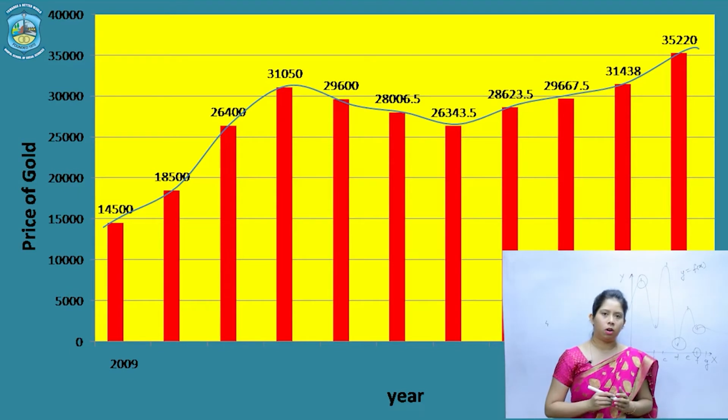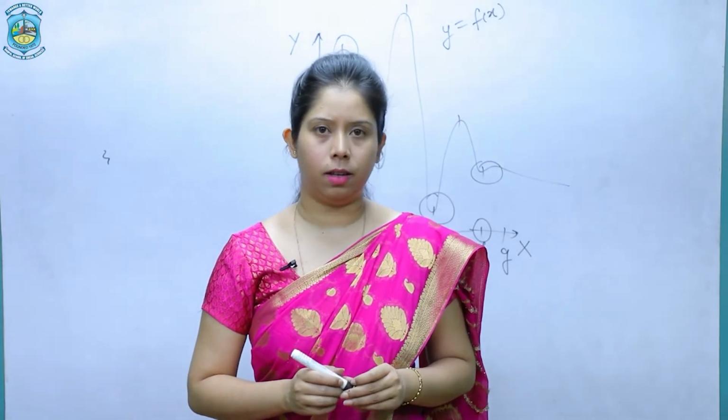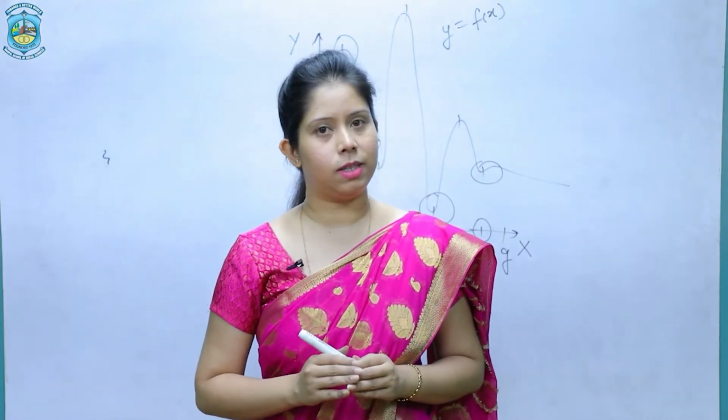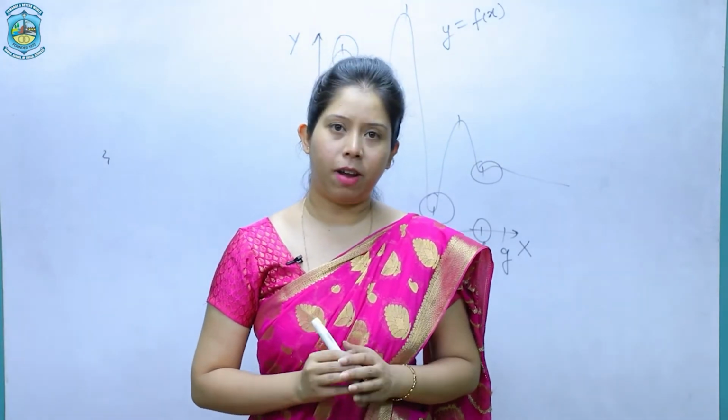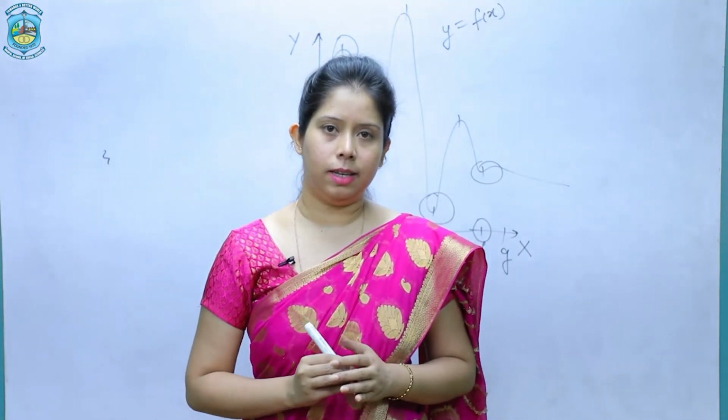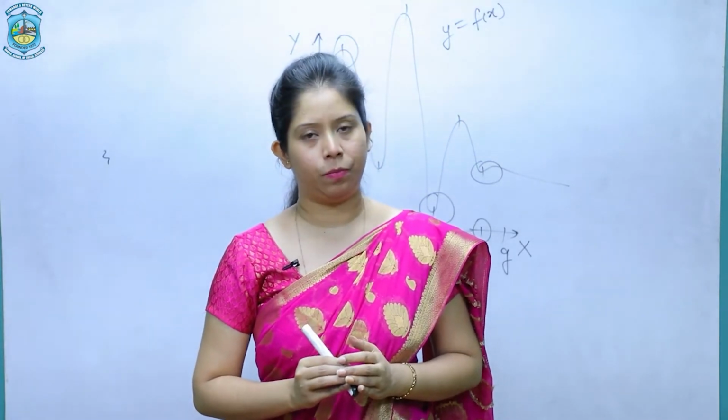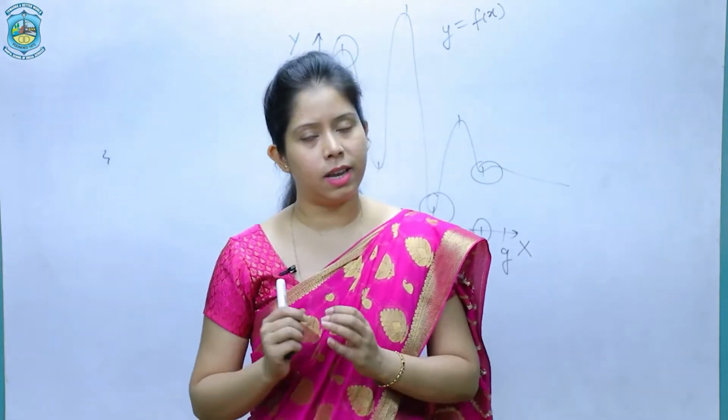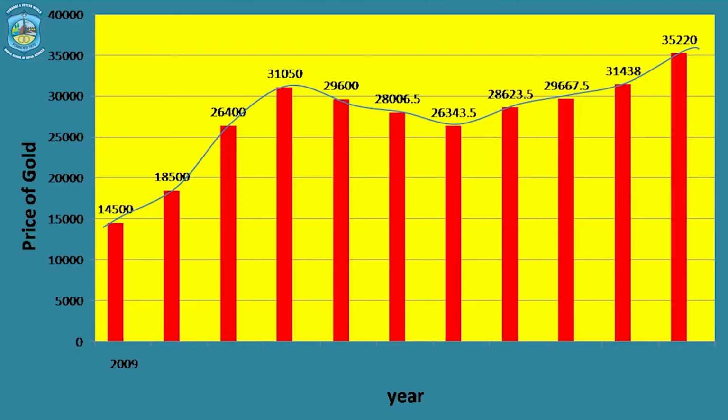Now if we talk about local maxima and local minima, if we restrict ourselves to 2012 to 2017, the maximum value of the gold prices is 31,050 in the interval 2012 to 2017. So this is the local maxima of the function. Whereas, if we consider the same interval, the lowest value is 26,343. So this value will behave as the local minima of the function.